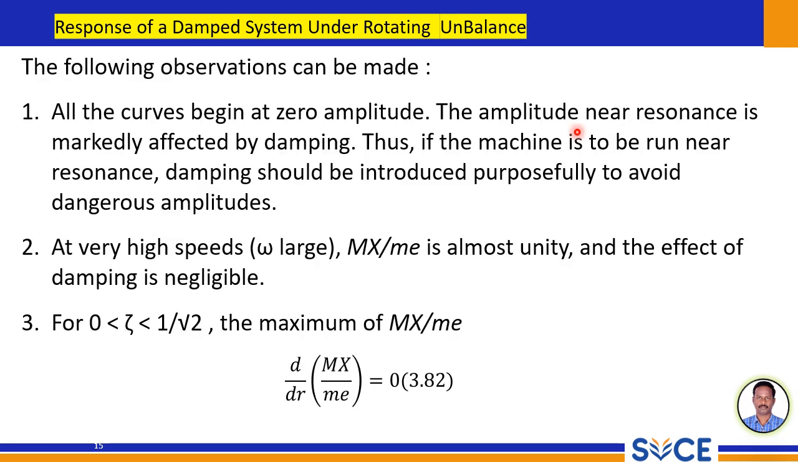When dealing with rotating unbalance, understanding the damping is very important to see how the amplitude of vibration is affected. Let's see the first observation, that is how the curve on this graph begins at zero amplitude. It means at very low speeds, vibration amplitude is minimum regardless of the damping. However, as we approach resonance, amplitude increases significantly. What is the key takeaway? Damping ratio plays a major role in controlling this peak amplitude.